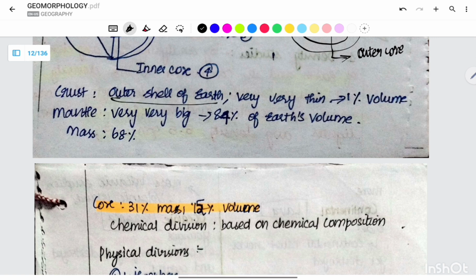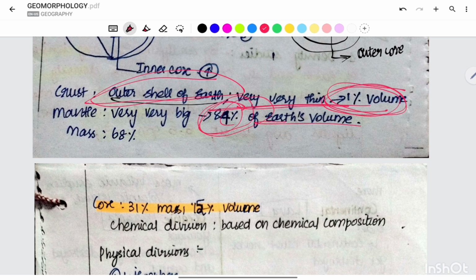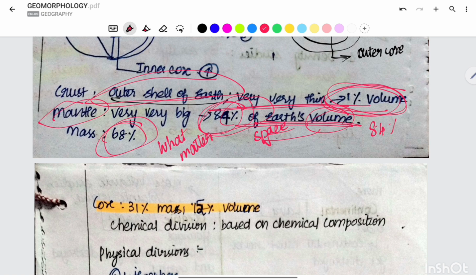Crust is the outer shell of the earth. It is nothing but a shell of the earth, and it is very very thin. 1% of the volume alone is crust. Mantle is 84% of the earth's volume and 68% of the mass. Mass is what matter it is made up of, right? Volume is the space it has occupied. So the mantle occupies 84% of the space and 68% of the mass.